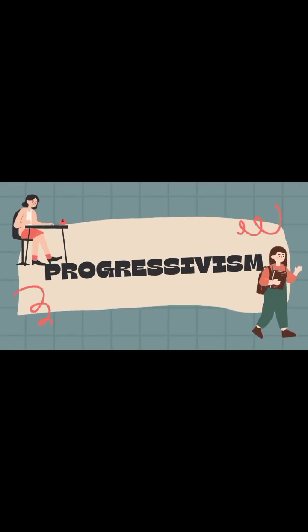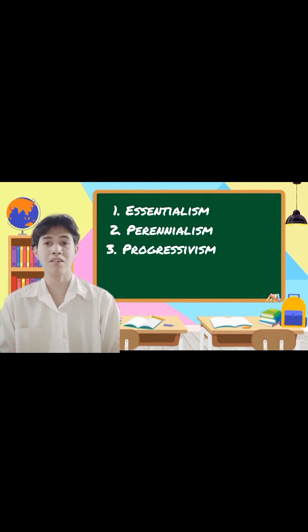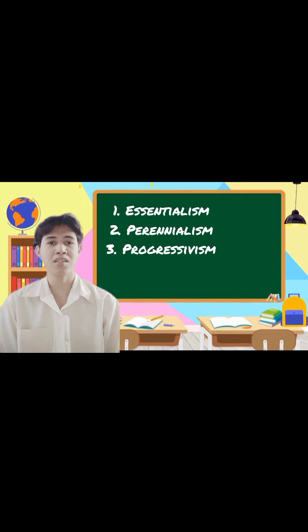Next is progressivism. Progressivism emphasizes active learning and student-centered inquiry, believing that students learn best through experience and problem-solving, and values real-world application and relevance. For example, in a 5th grade science class, students work in small groups to design and conduct experiments to test the effects of different fertilizers on plant growth. They collect data, analyze the results, and present their findings to the class.